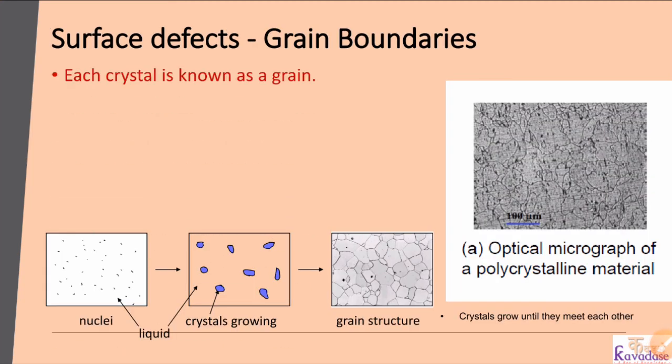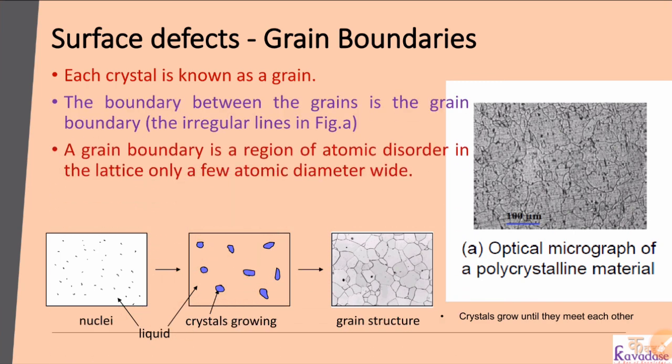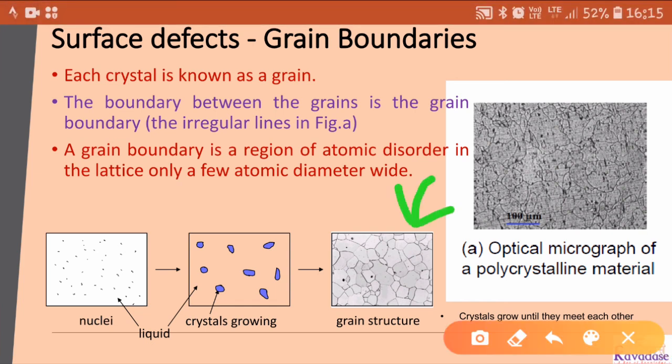Then surface defects. Each crystal is known as a grain. The boundaries between the grains are the grain boundaries. You can see in this figure there are grains and the boundaries, the outermost lines are the grain boundaries. The grain boundary is the region of atomic disorder in the lattice and only a few atomic diameters wide.